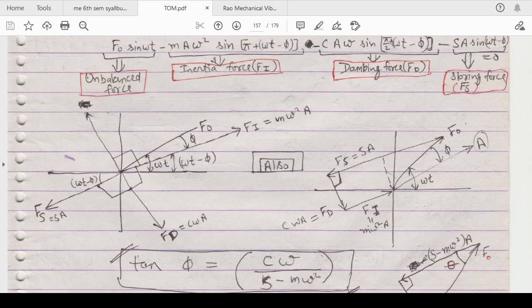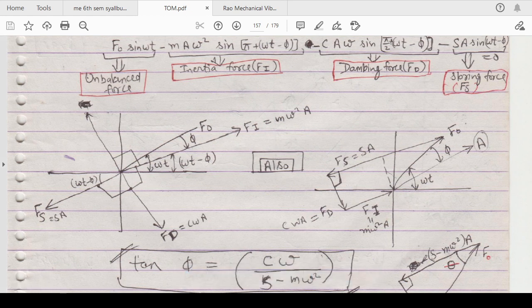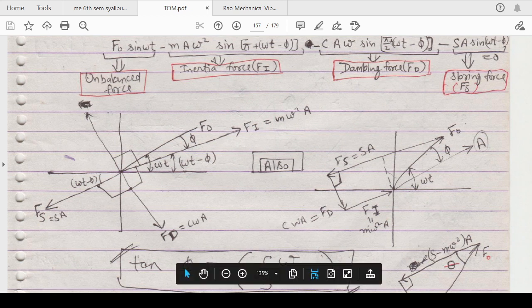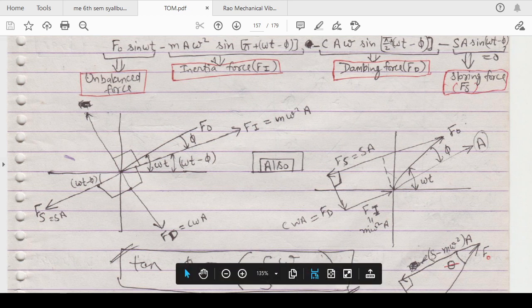And just opposite to this is your spring force, S A, which is also at omega t minus phi. At the same angle you can see, because if this is omega t minus phi, then this also will become omega t minus phi. Then this is your spring force. And after that, at the angle sin of omega t minus phi plus pi by 2, meaning if you move pi by 2 from this direction and pi by 2 from this direction, either from the inertia force or from the spring force, then you will get the damping force value, which is C omega A.